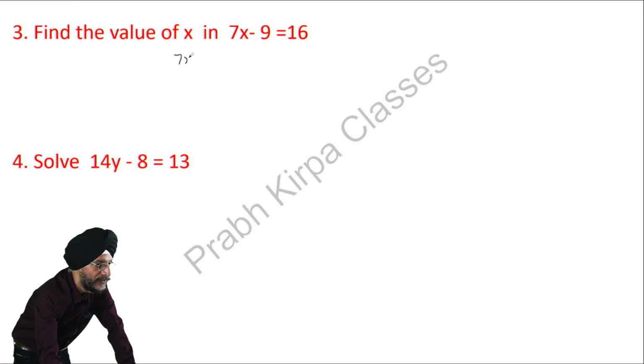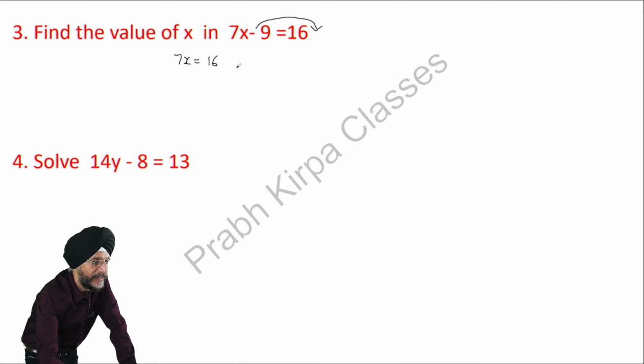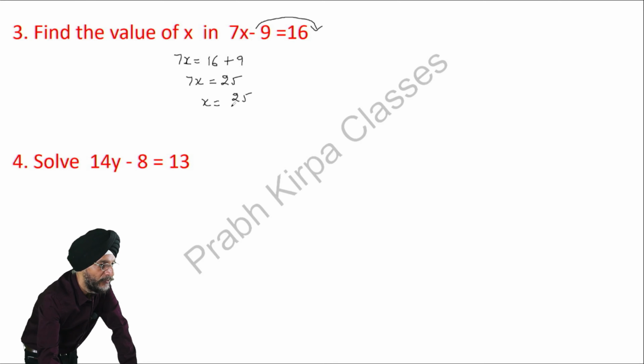As done earlier, 7x is equal to 16. From here we will take 9 to the other side, to the right hand side. It will become positive. 7x is equal to 25. x is equal to 25 over 7. This is the answer before you.